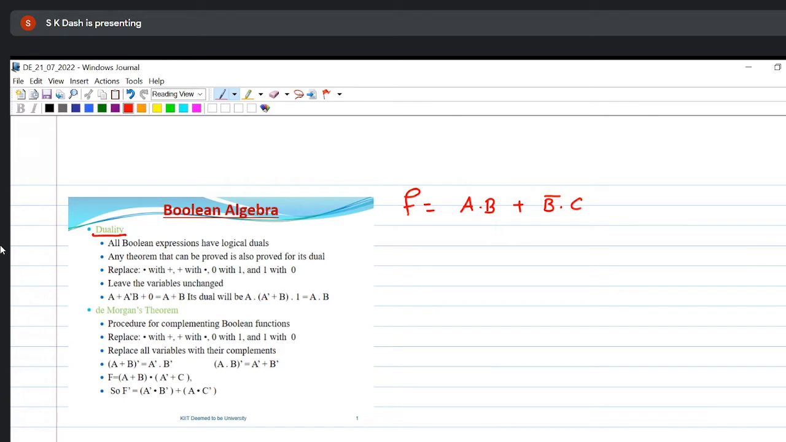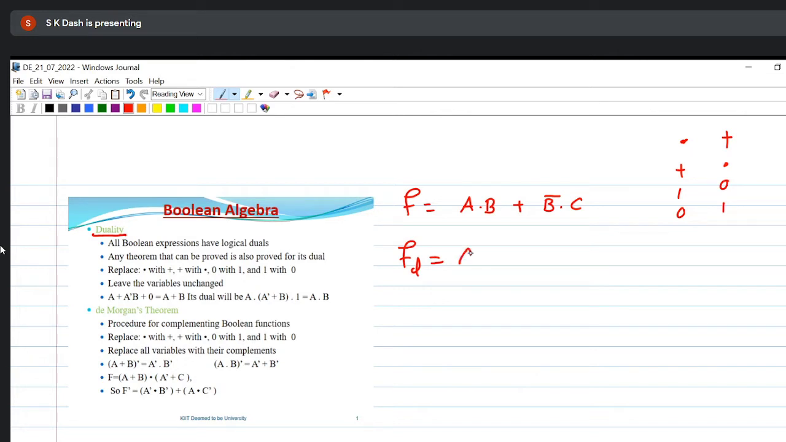Okay. So whenever we have a boolean function, its dual function also exists. What is its dual function? We can get the dual function by exchanging dot with plus, plus with dot, 1 with 0, 0 with 1. So by interchanging these, we'll be able to get a dual function. So what will be the dual function of this f?